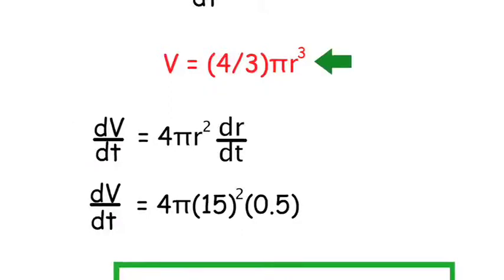And if you don't know how we got from there to there, you just go back and re-examine the exponent rule, which is as follows.